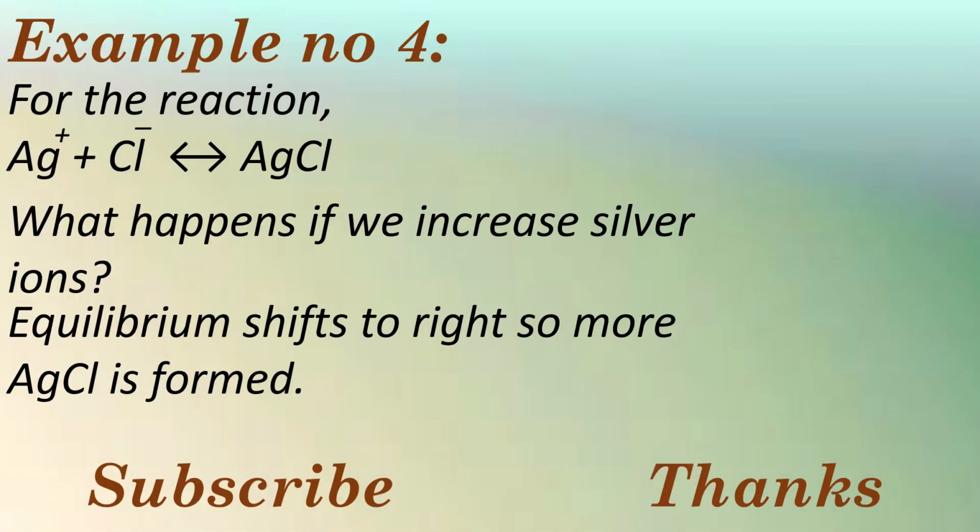Example number 4. For the reaction, there is silver ion, this is the cation, plus chloride ion, this is anion, forming AgCl precipitate. This is also a reversible reaction. What happens if we increase silver ion? Because silver ions are reactant. If we increase silver ion, then more product is formed. Equilibrium shifts to right, so more AgCl is formed.